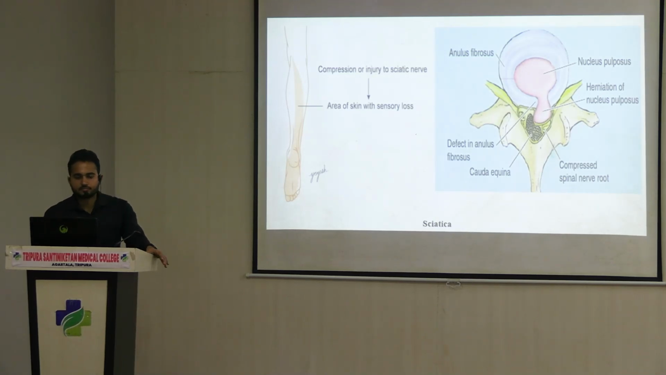Now, what happens in this? The pain usually begins in the gluteal region and spreads over the back of the thigh, lateral side of the thigh, and dorsum of the foot. These are the areas of the lower limb which are affected. Now, what is the cause? There are different causes. Among them, one important cause is herniation of the disc.